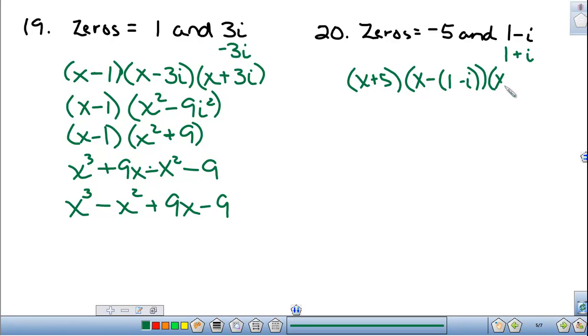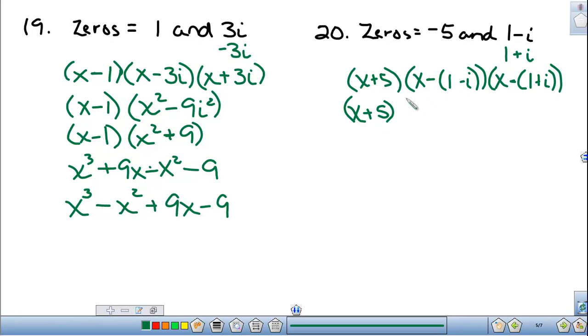and x minus 1 plus i. And again, that's just simply how you do it. You put it back into that template, x minus, inside the parentheses. I'm going to clean up these last two sets of binomials.